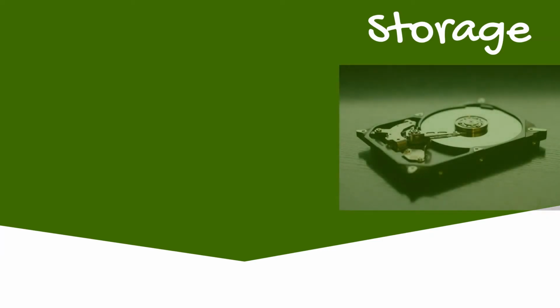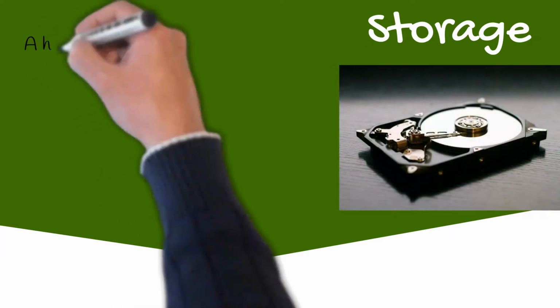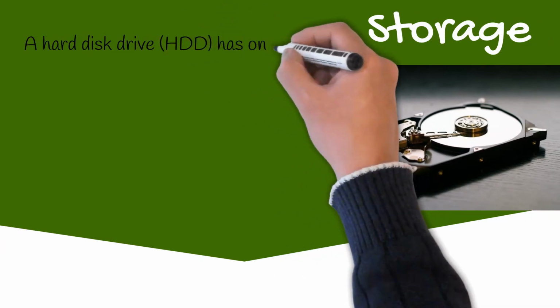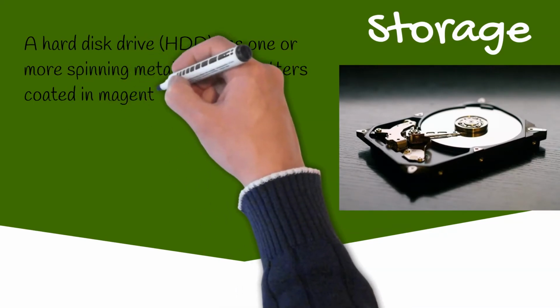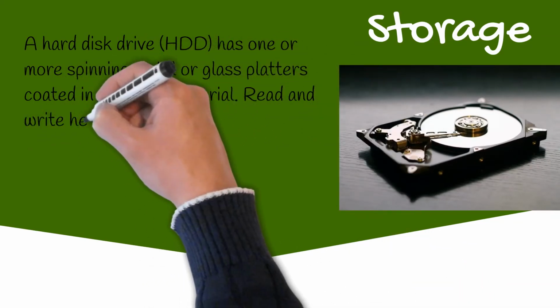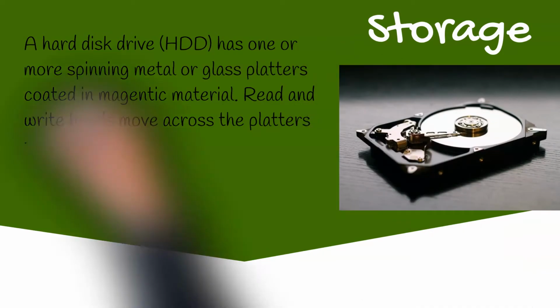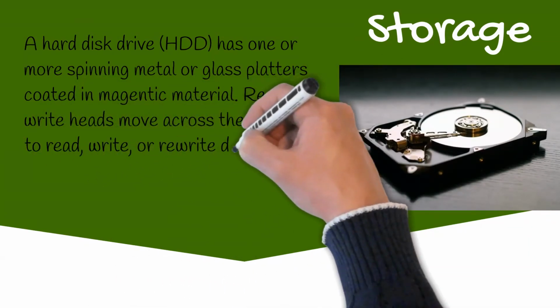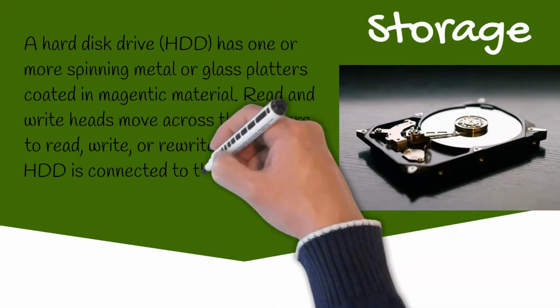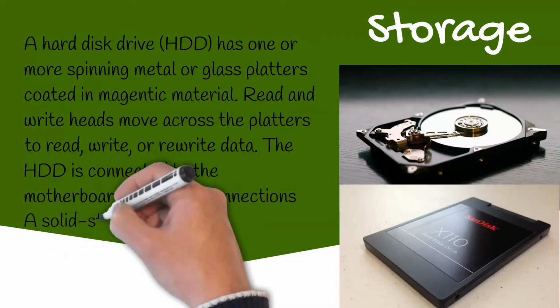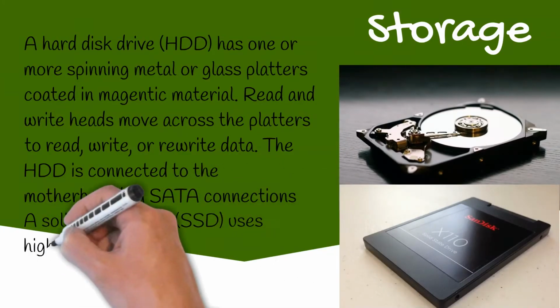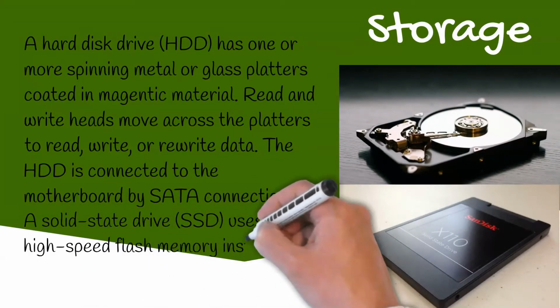There are two types of storage for storing the OS, apps, and data in desktops, laptops, and similar computers. A hard disk drive, or HDD, has one or multiple spinning metal or glass platters coated in magnetic material. Read and write heads move across the platters to read, write, or rewrite data. The HDD is connected to the motherboard by SATA connections. A solid-state drive, SSD, uses high-speed flash memory instead of magnetic media.